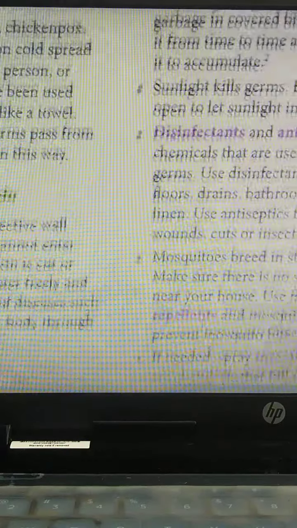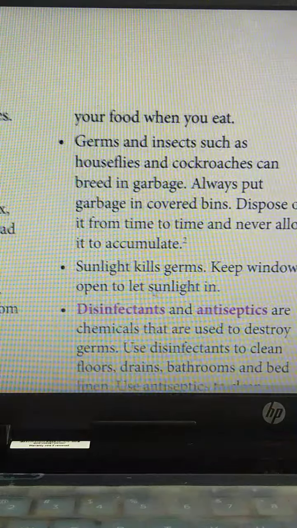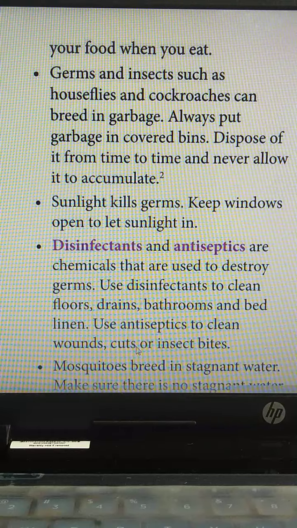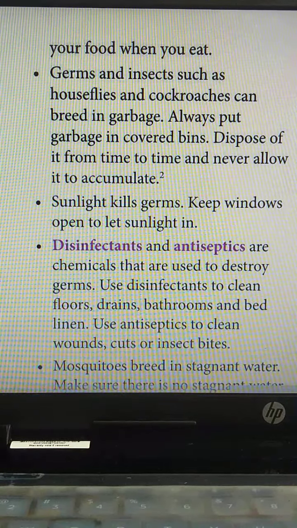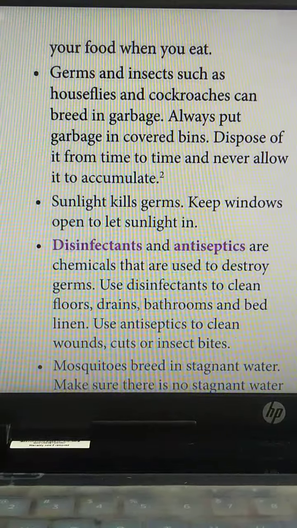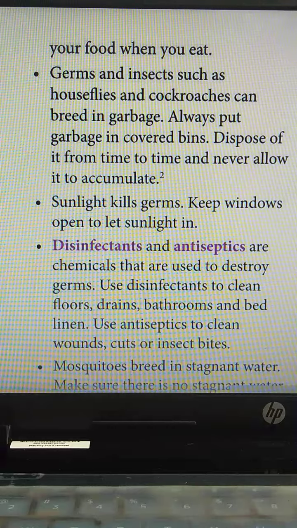your food when you eat. Definitely we are talking about this: if you eat dirty food, if your nails are long and you eat with them, then germs will enter your body. You must take a bath with soap. You must use the soap properly.